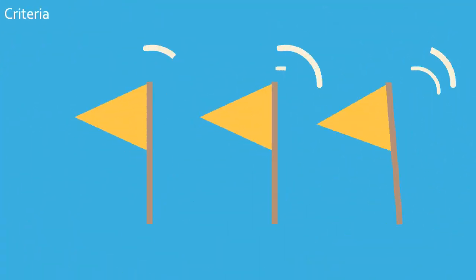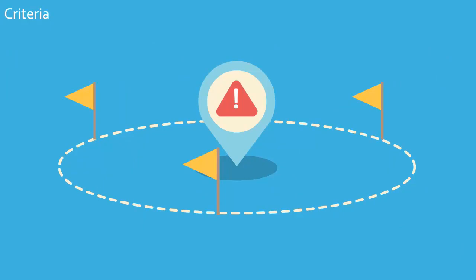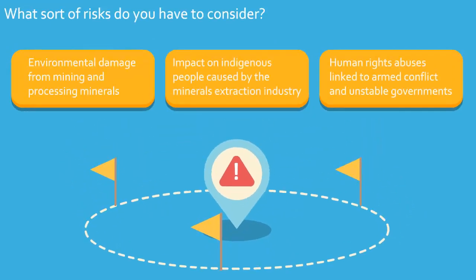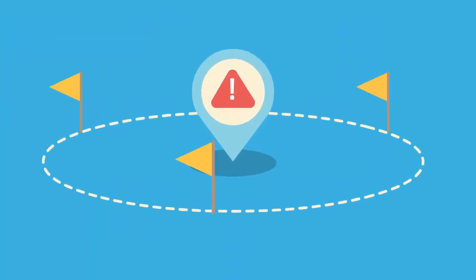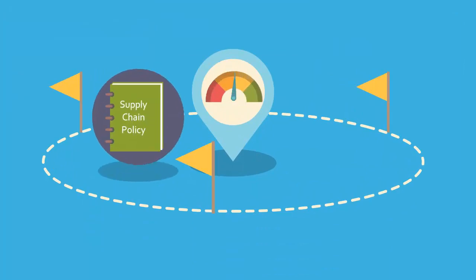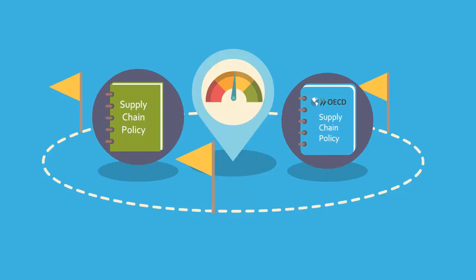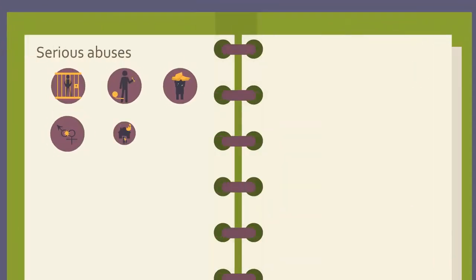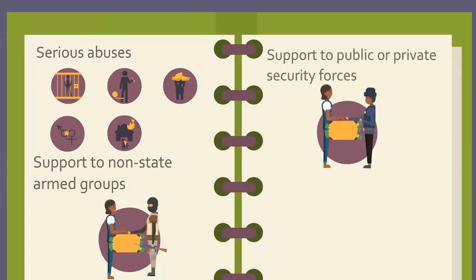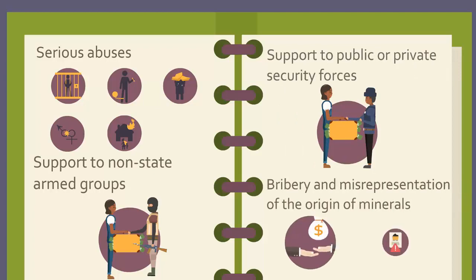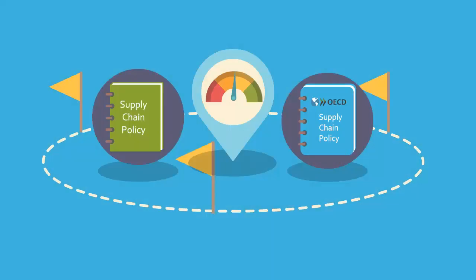First, you need to choose some criteria for defining a high-risk area. What sort of risks do you have to consider? At a minimum, your criteria for high-risk areas need to take into account the risks in your supply chain policy, based on the OECD guidance policy. Serious human rights abuses, support to non-state armed groups, support to public or private security forces, bribery and misrepresentation of the origin of minerals. Choose criteria that can cover all of these risks.